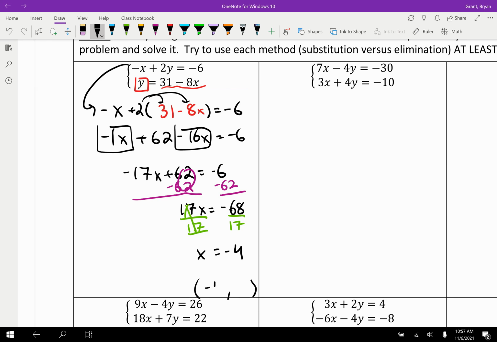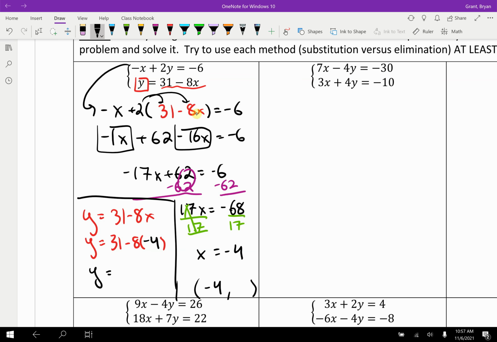I'll leave the answer down here. We still, however, need the y. And I think the y is going to be back substitution. But the nice part is with substitution, it's very easy. We know that y is equal to 31 minus 8x. So let's substitute in the x value that we just found, which is negative 4. And so we end up with 31 plus 32. And so the y value is actually very large here at 63.